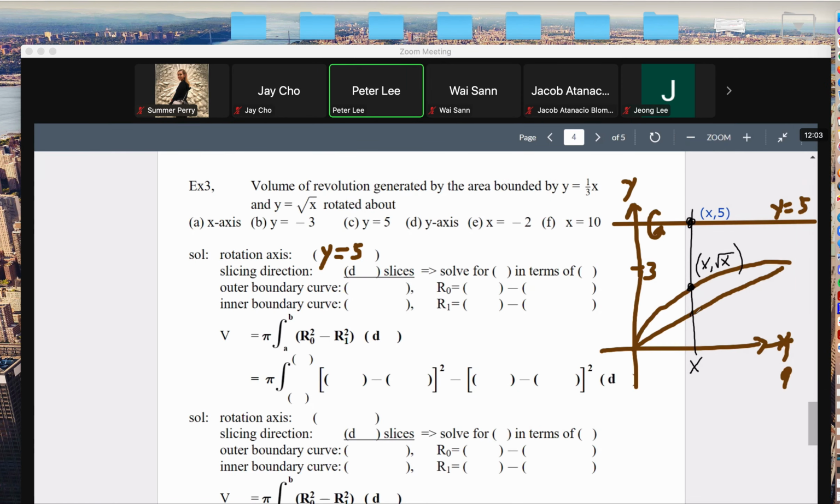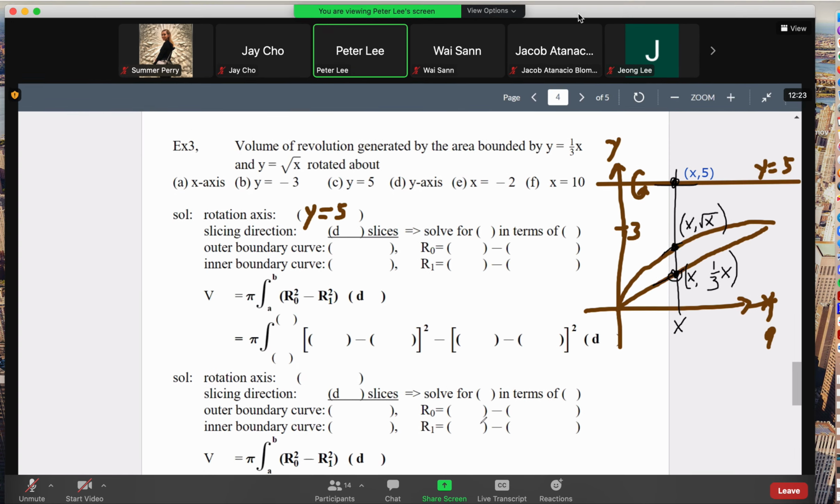This point right here is what? That is now going to be x comma 1/3 x. So this x comma 1/3 x is part of the outer boundary curve. This point right here is part of the inner boundary curve. And note that this is a rotation axis.